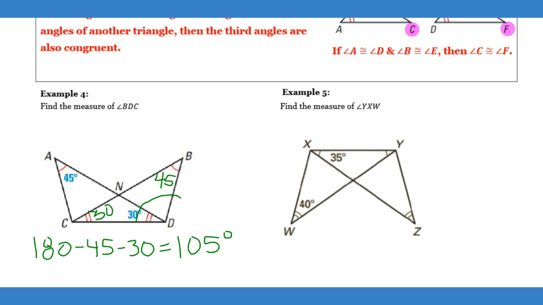All right. This is almost the exact same problem, just slightly different numbers. So hopefully you'll see that this angle and this angle are congruent to these 2 angles, which means that these 2 angles must be congruent. And again, what are we doing? YXW, which is this angle right here, is going to equal 105 degrees.